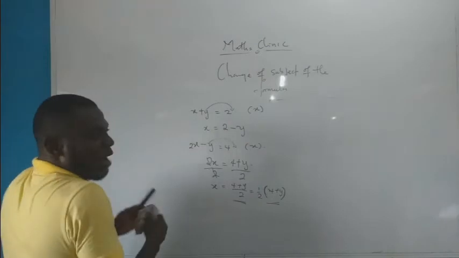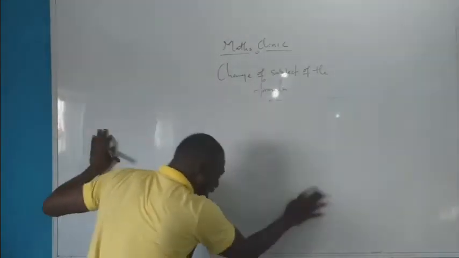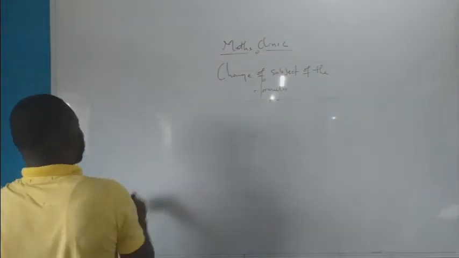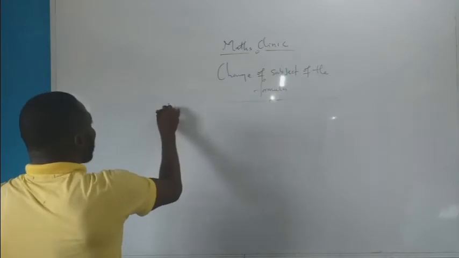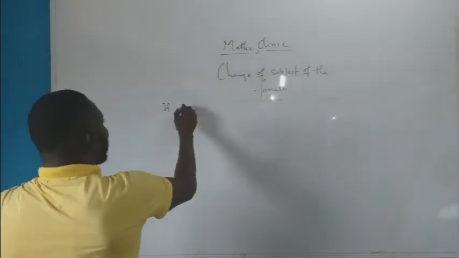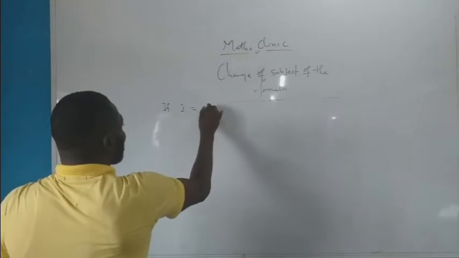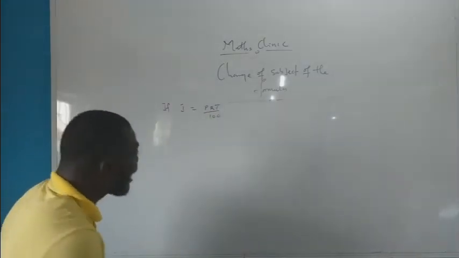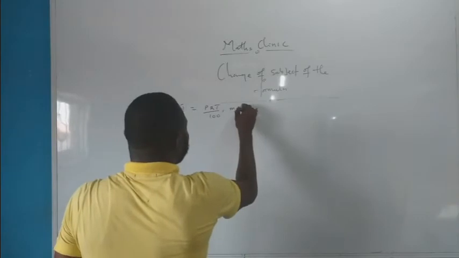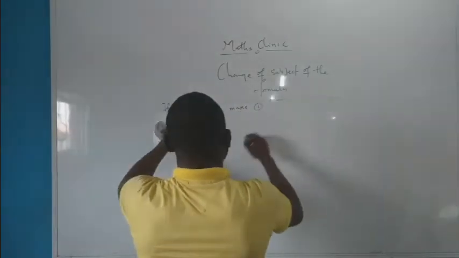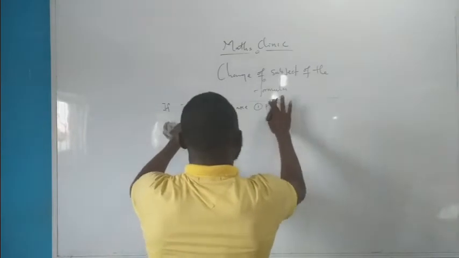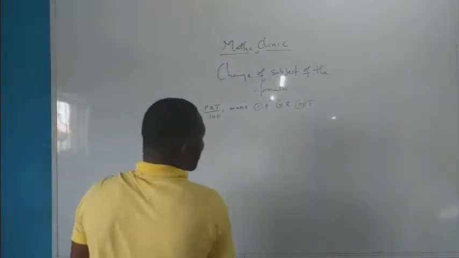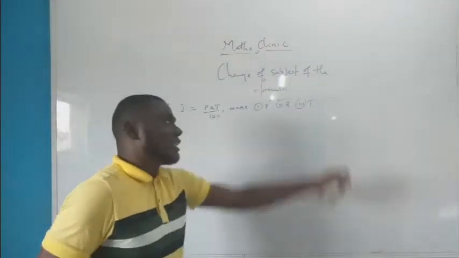Are we together? So let's now move further to some complex ones. Let's go from complex to complex. Let's look at this. If I equals to PRT upon 100, make P, R, T in turn the subject of the formula.